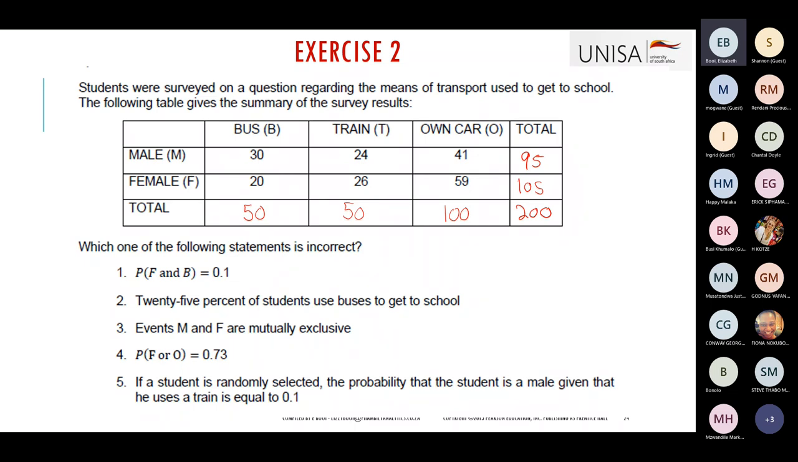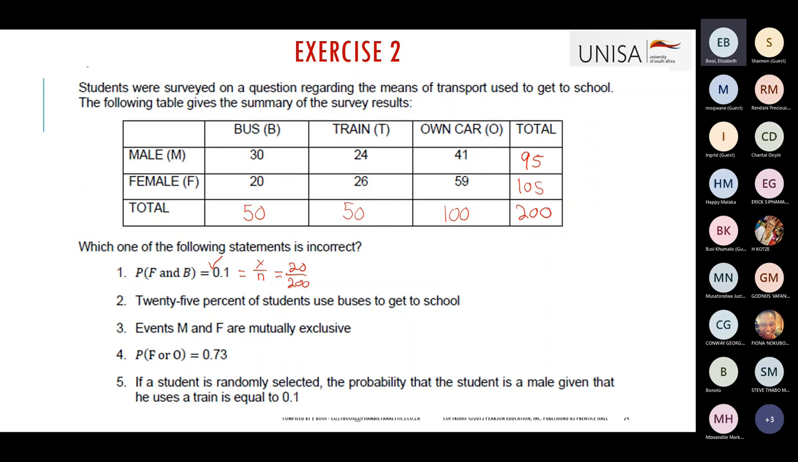We're going to evaluate each and every statement. Which one of the following statements is incorrect? The probability of F and B, which is the probability of female and bus. So this is the joint event. So we need to find observations satisfying, divided by N. So how many are female and bus? 20 of them, divided by the grand total, which is 200. So 20 divided by 200 is 0.1. So that is correct.